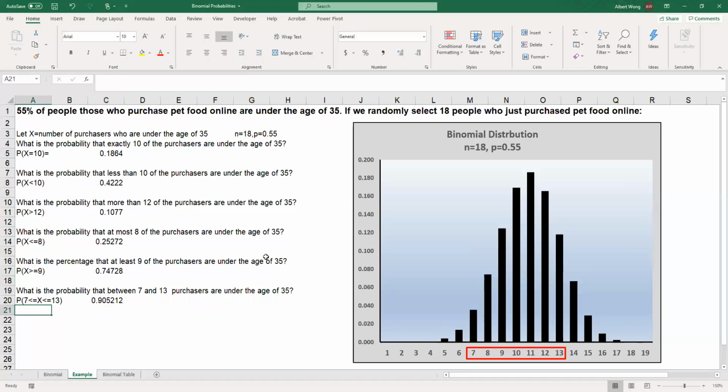Okay, so again, as soon as you identify a random variable as binomial with n and p, you should be able to calculate any probabilities in Excel, using the binom.dist function, right? So those are the 6 scenarios that you should know about.